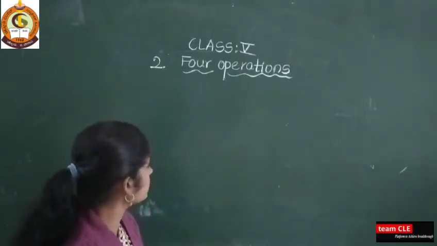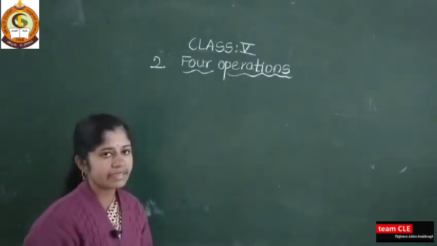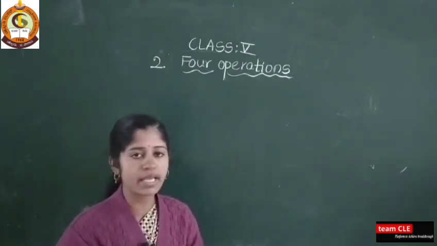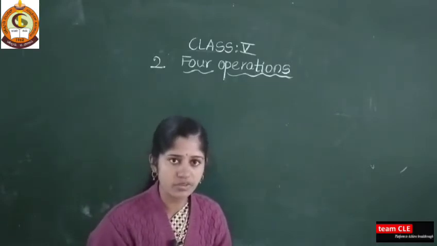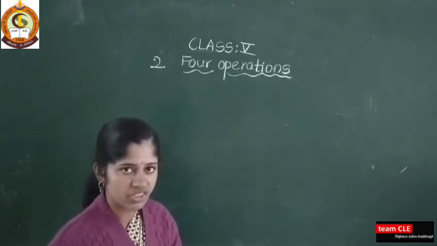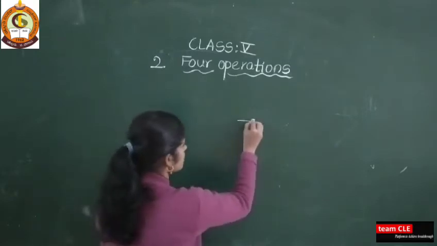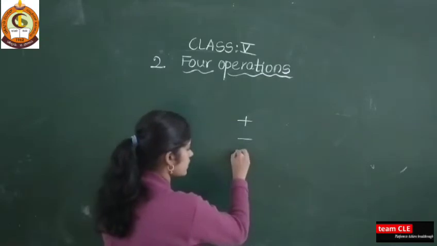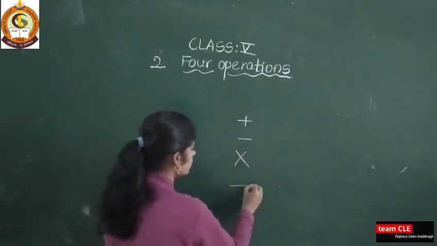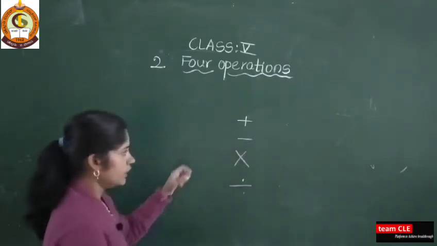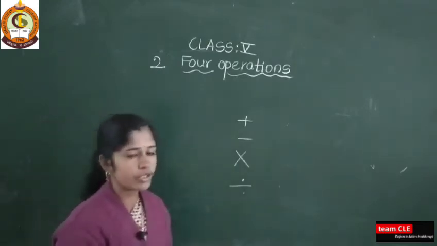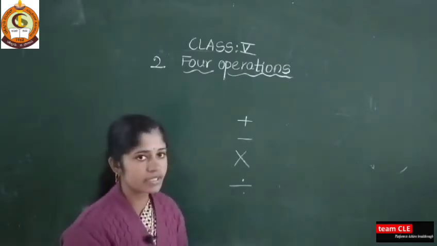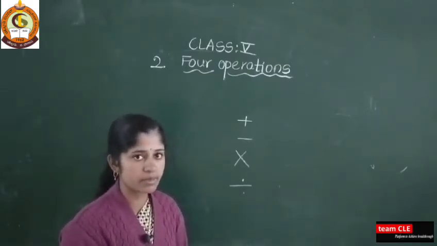So let us start the new lesson of class 5, and that is 4 operations. Yes, in mathematics there are 4 operations: addition, subtraction, multiplication and division. So this is the symbol of addition, this is the symbol of subtraction, this is the symbol of multiplication and this is the symbol of division. Yes, these are 4 important basic operations in mathematics. If you know this, then only you can solve so many examples in mathematics.